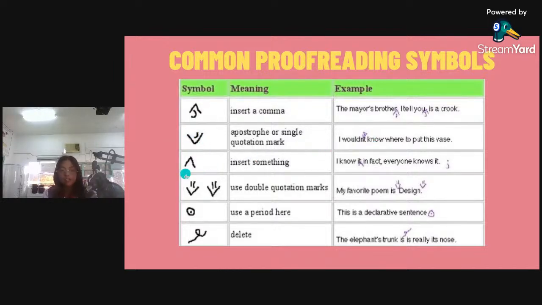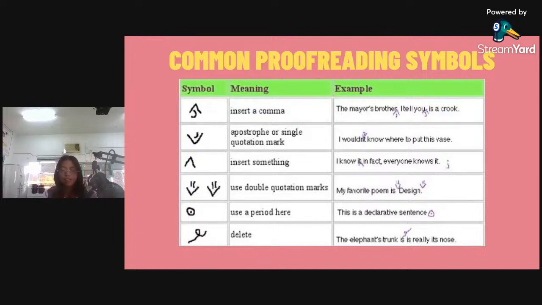Then we have an arrow facing upwards again. It's insert something. Basically, if there's something missing in your phrase or sentence, they're going to add an arrow upwards for you to add more words to fill in the sentence. Then we have two arrows going downward. We call this use double quotation marks, meaning imagine you're trying to explain a certain title but you haven't added the quotation marks. They're going to put that sign down on both ends of the phrase for you to add the quotation marks.